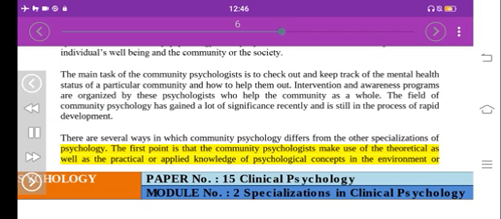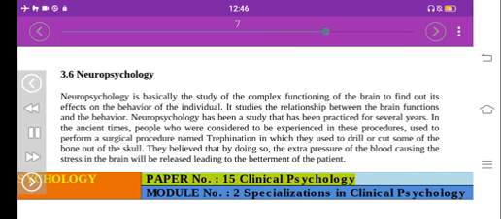The first point is that the community psychologists make use of the theoretical as well as the practical or applied knowledge of psychological concepts in the environment.